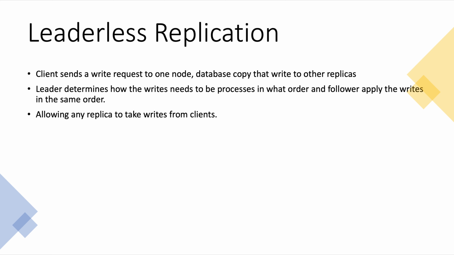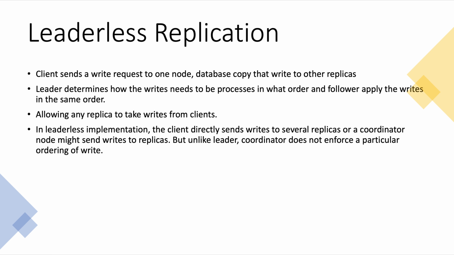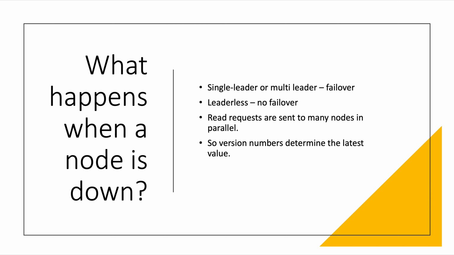Whereas in leaderless replication, there is no concept of a leader. That is, any replica can be allowed to take writes from clients. So in most leaderless implementations, the client directly sends the writes to several replicas, or there is a coordinator node which might send writes to the replicas. But unlike a leader, the coordinator node does not enforce a particular ordering of the writes. So let's see what happens when a node is down.